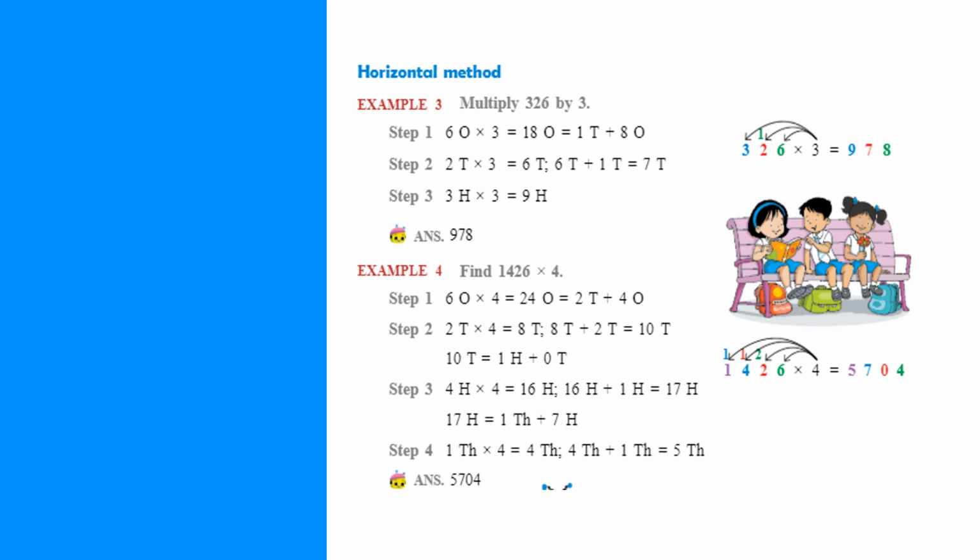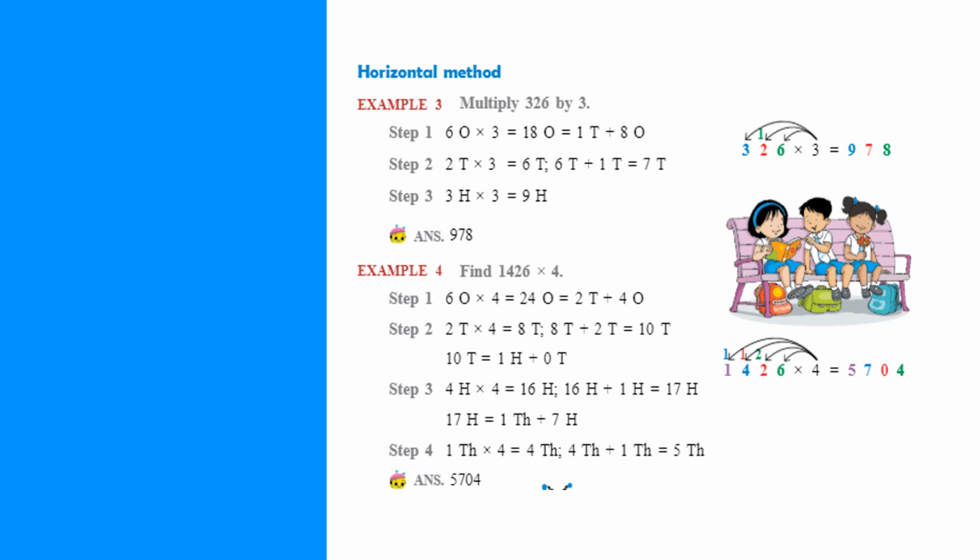Children, now there is one more method, that is horizontal method. Here we have to multiply 326 by 3. So first let us see how we can put them under the places. When we put 326 under the place value system, we see 6 under ones, 2 under tens and 3 under hundreds. Now we are going to multiply it by 3.